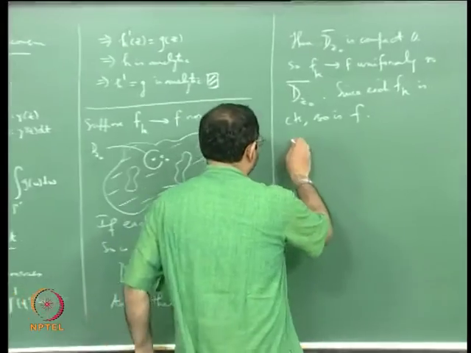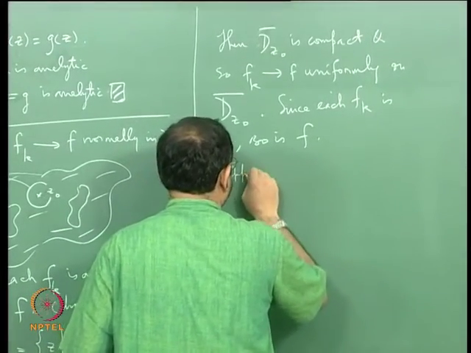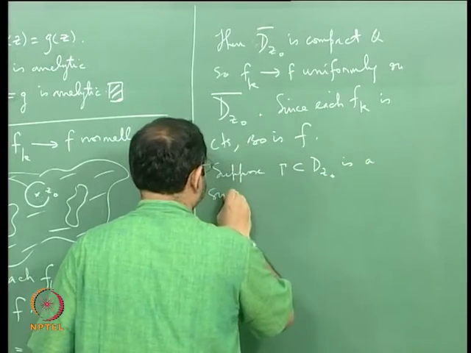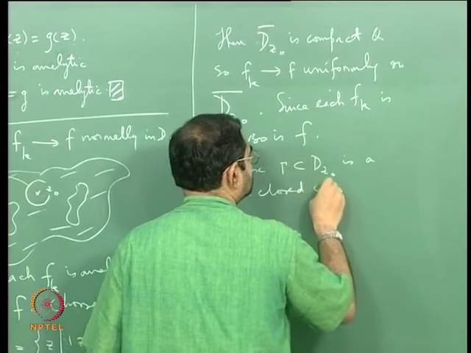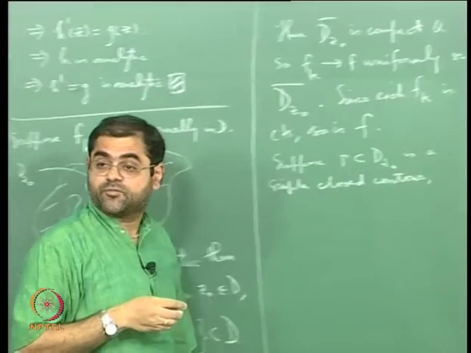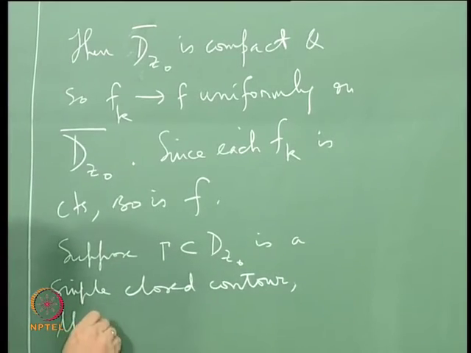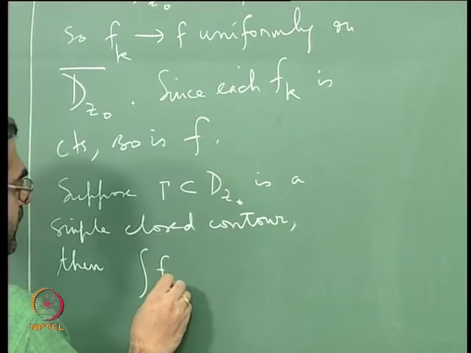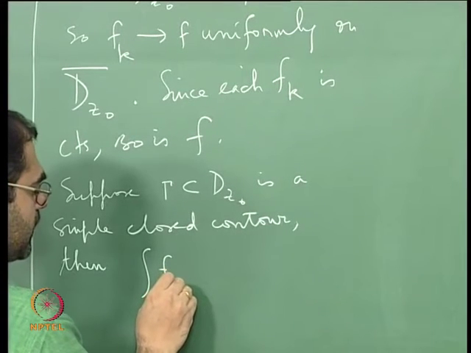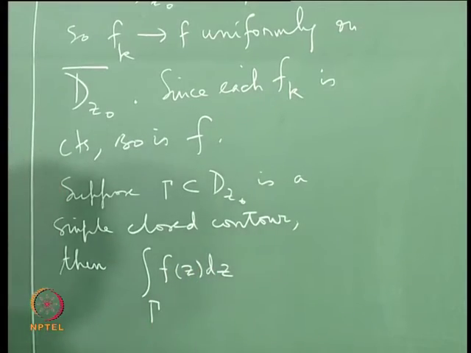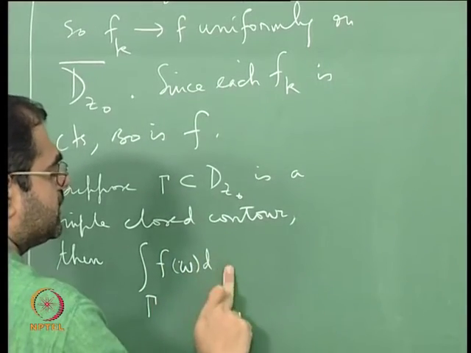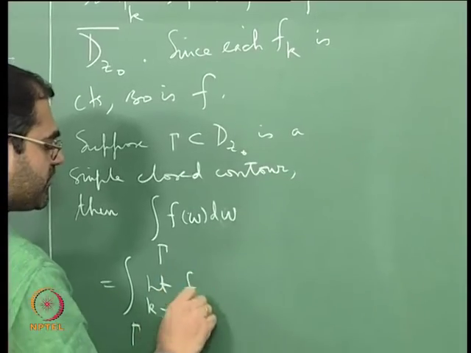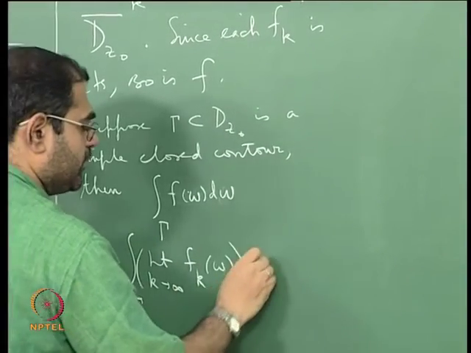So, suppose gamma inside D(z0) is a simple closed contour. Then the integral over gamma of f(omega) d omega is, by definition, the integral over gamma of the limit as k tends to infinity of f_k(omega) d omega.